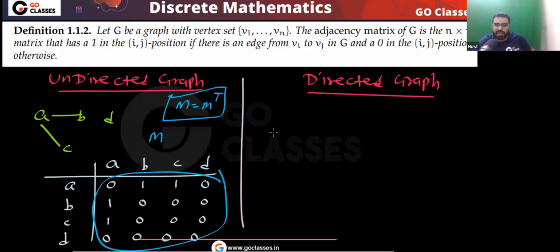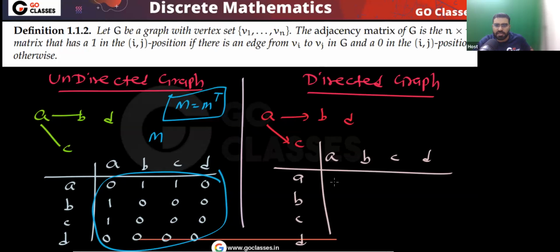Let me take one directed graph, like this type of directed graph. Then finally your adjacency matrix will be what? The similar idea you will apply. Again, you put the vertices in some fixed order. Then you can notice that from A to B there is an edge. From A to C there is an edge. From A to D there is no edge. Similarly, there is no edge from B to anywhere, no edge from C to anywhere, and no edge from D to anywhere.